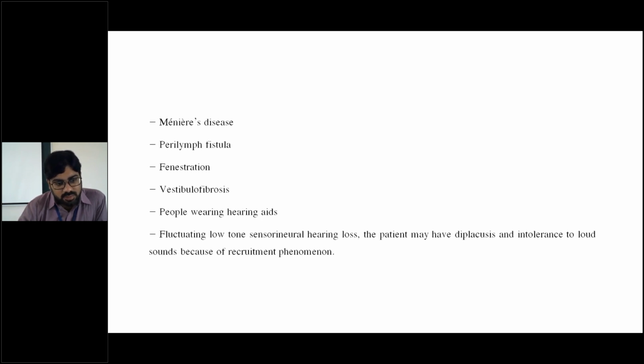People who are regularly wearing hearing aids may have it, because a hearing aid amplifies the sound received, right? So when a loud sound is there, suddenly the amplification is much more, and that will irritate the inner ear fluids, and definitely the patient will have vertigo. So people wearing hearing aids will sometimes have the Tullio phenomenon when they hear a loud sound suddenly. And fluctuating low tone sensorineural hearing loss is also seen.